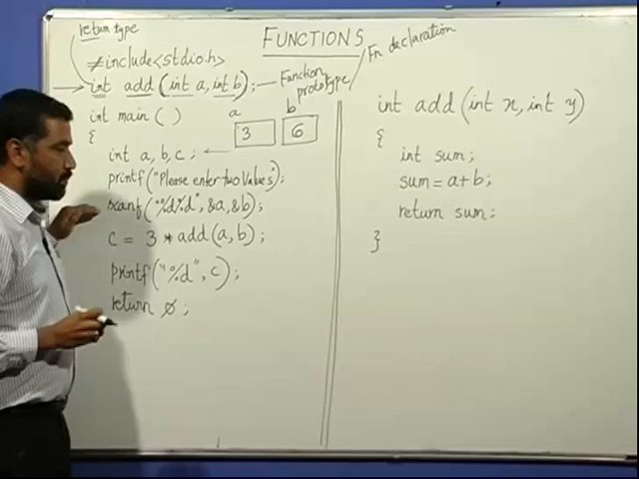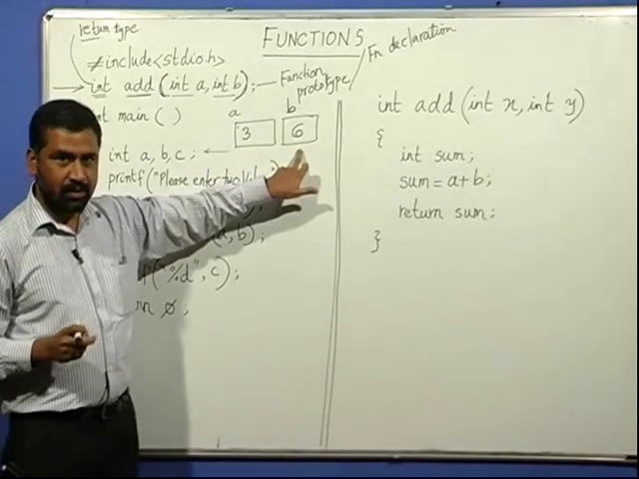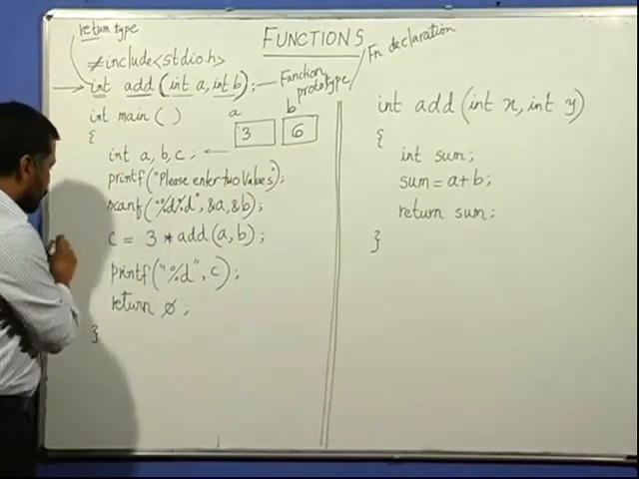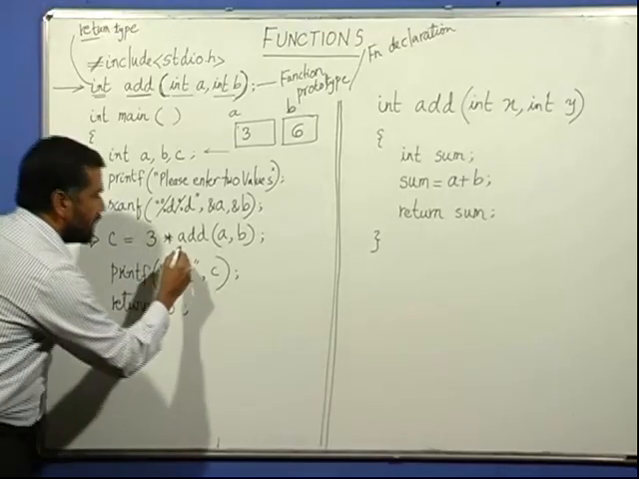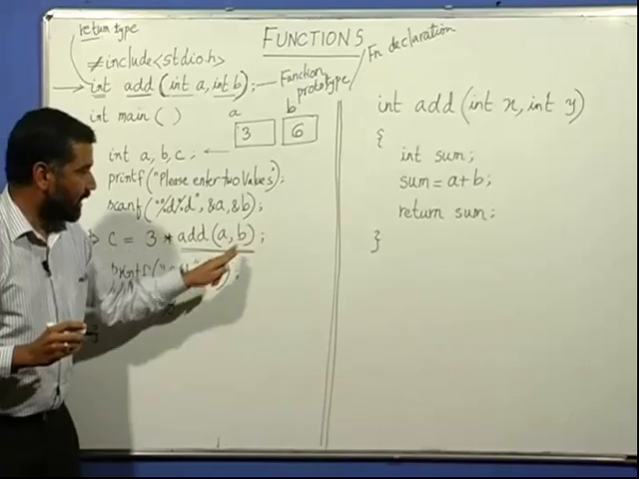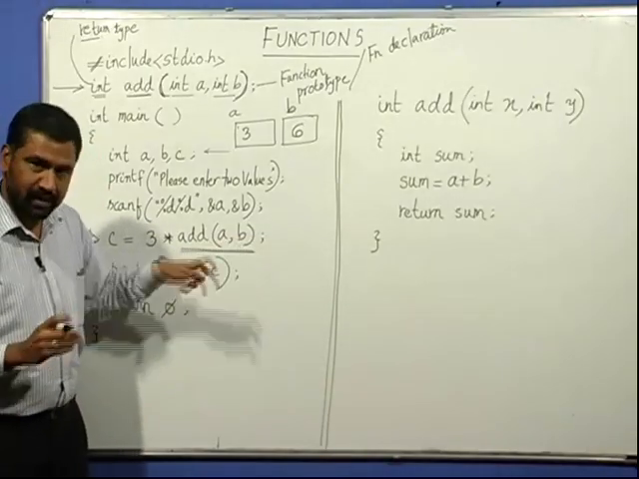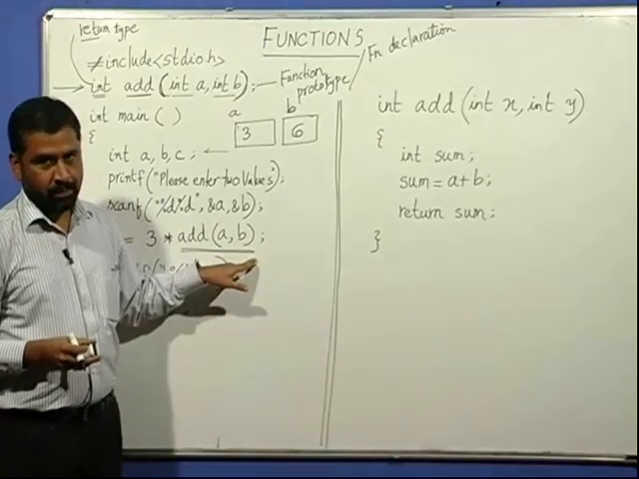So that is until this point. When the program executes until this point, that is the situation. Now I want you to notice again this line here which is new. We can see add within brackets a comma b. There is no int or anything like that there. So this is called the function call.